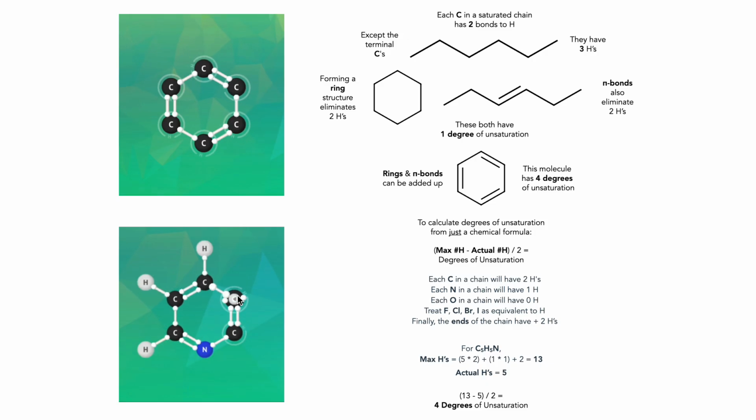But the actual number of hydrogens in the formula, notice the formula says C5H5N, so H5. So we've calculated the maximum number of hydrogens from carbon and nitrogen, and now we are subtracting the actual, the H5. So 13 minus 5 is 8. 8 divided by 2 means that we have 4 degrees of unsaturation. So this would be one of the possible structures that we could draw, in which we'd have a ring. A ring would be 1 degree of unsaturation, and then 3 pi bonds, which would be an additional 3, so a total of 4 degrees of unsaturation.